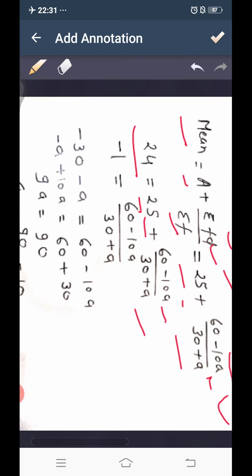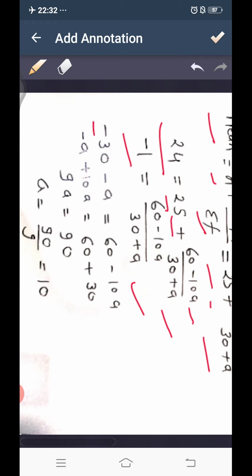25 we bring to the left hand side. So we get minus 1 equal to 60 minus 10A upon 30 plus A. We do here cross multiplication. So we get minus 30 minus A equal to 60 minus 10A. So minus 10A bring to left hand side, plus 10A minus A, equal to 60, minus 30 gone to right hand side, that becomes plus 30. So we get here 9A equal to 90, A equal to 90 upon 9. So we get A equal to 10. That is our required answer.